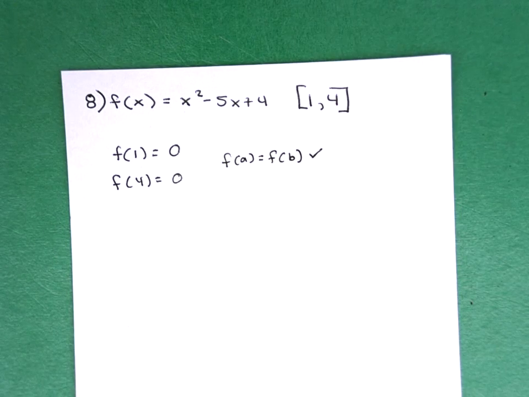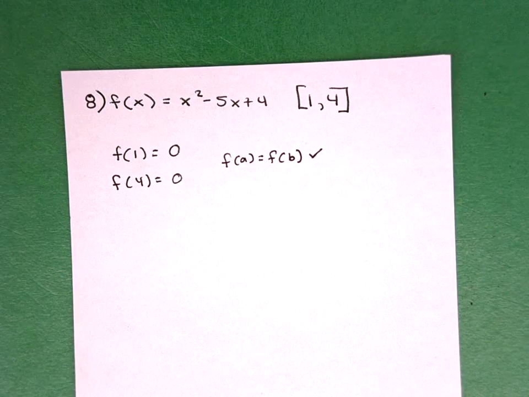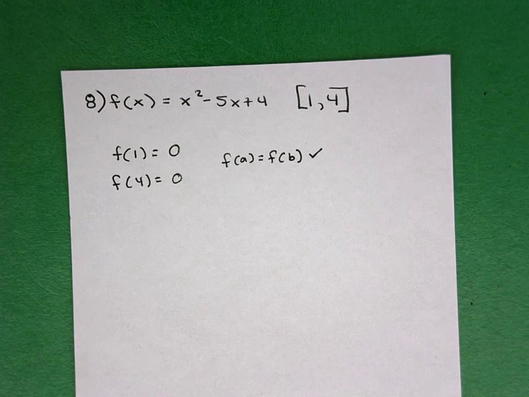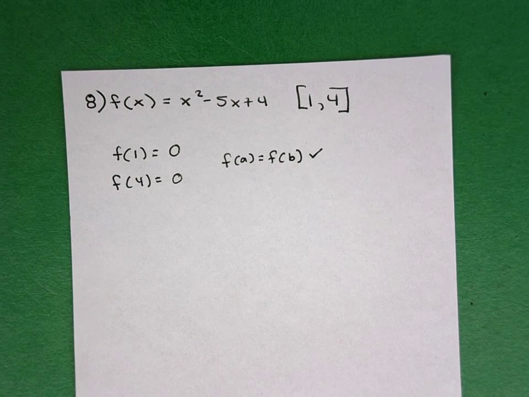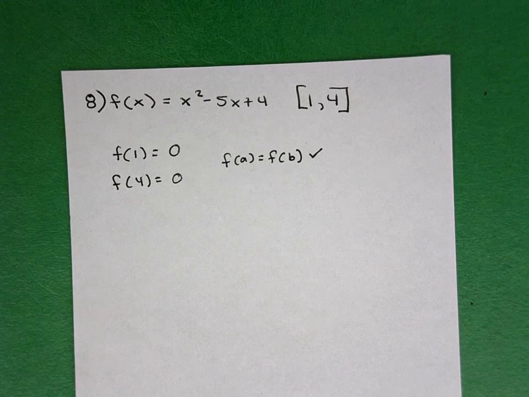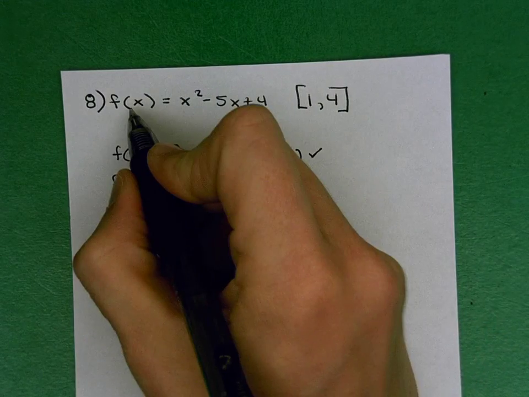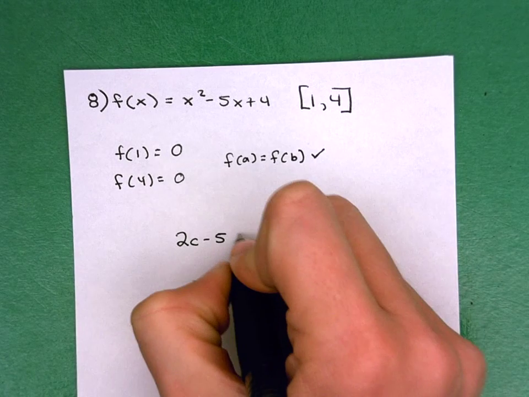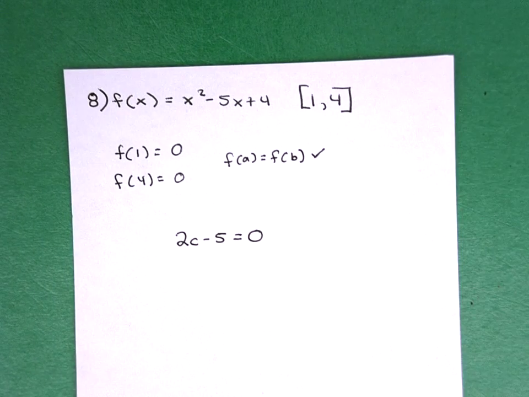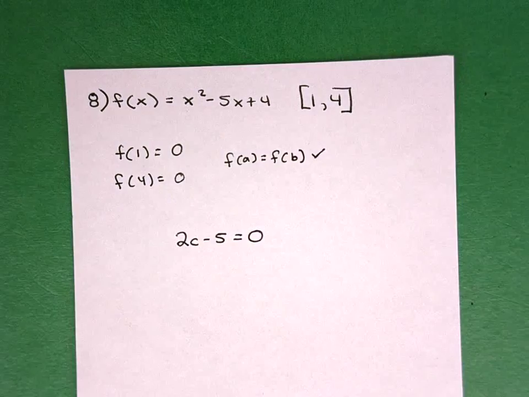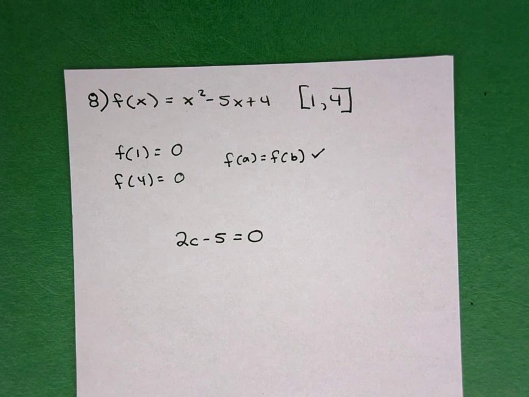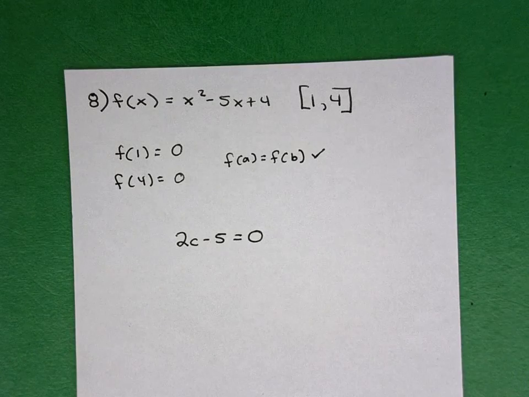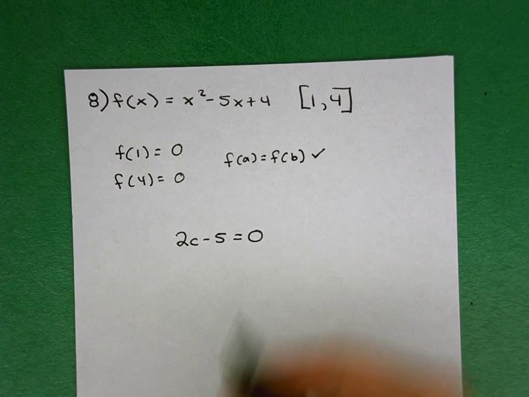Okay, so all three of our criteria are met. It is continuous, it is differentiable, and f of a does equal f of b. Therefore, we can find a place where f prime of c equals 0 in that interval. So I'm going to take this derivative, and I'll get 2c minus 5. And I'm going to set that equal to 0. In essence, what we're finding here is a critical number, a potential relative max or min, inside that interval. I'm taking the derivative, setting it equal to 0.